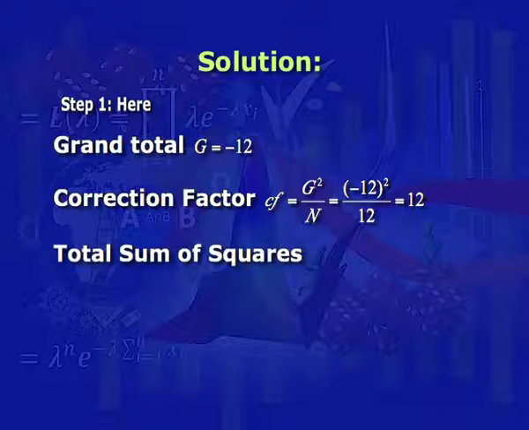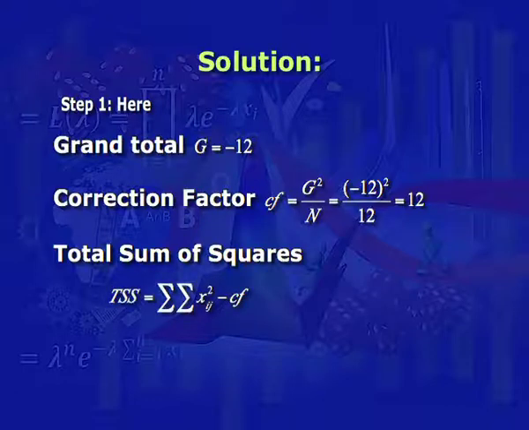Now, we calculate different sum of squares. First, total sum of squares. Total sum of squares equal to double summation Xij square minus CF. Here double summation Xij square means sum of square of all the values of the given table, which comes out 48. 48 minus CF equal to 12. So, we get the answer 36.